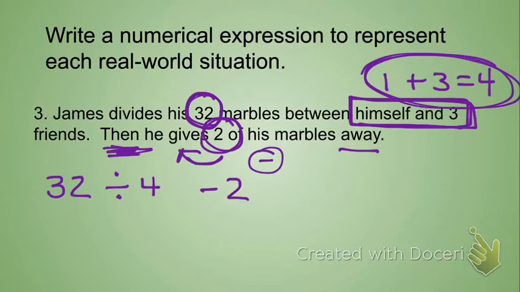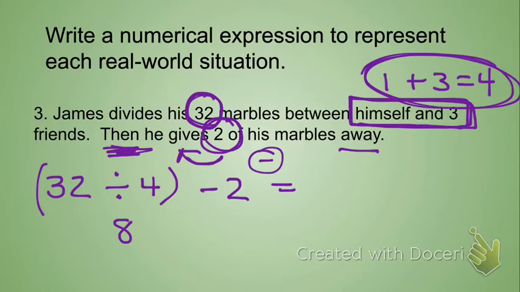So again, writing this expression, we're going to have to put some parentheses here. We take the 32 marbles, he divided it among 4, and then what was left of those marbles, he took 2 of those marbles away. So let's figure out how many marbles he has left here. So 32 divided by 4. So he had 8 marbles.